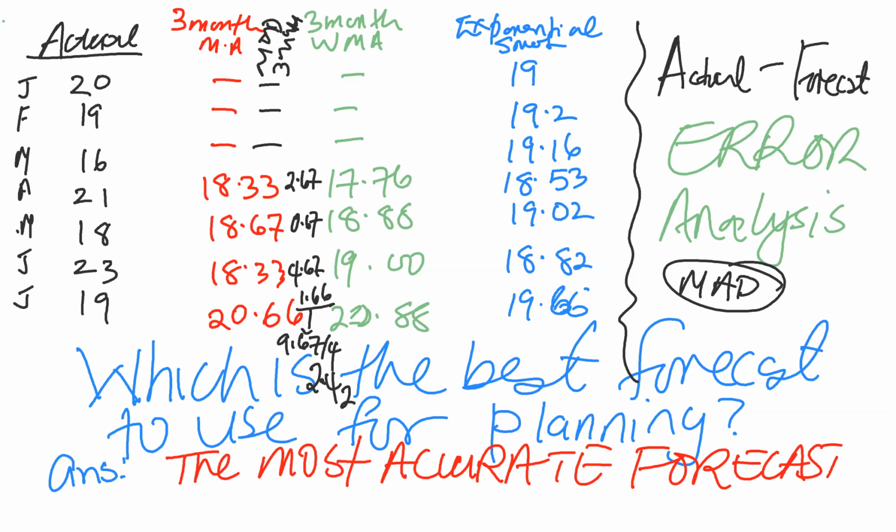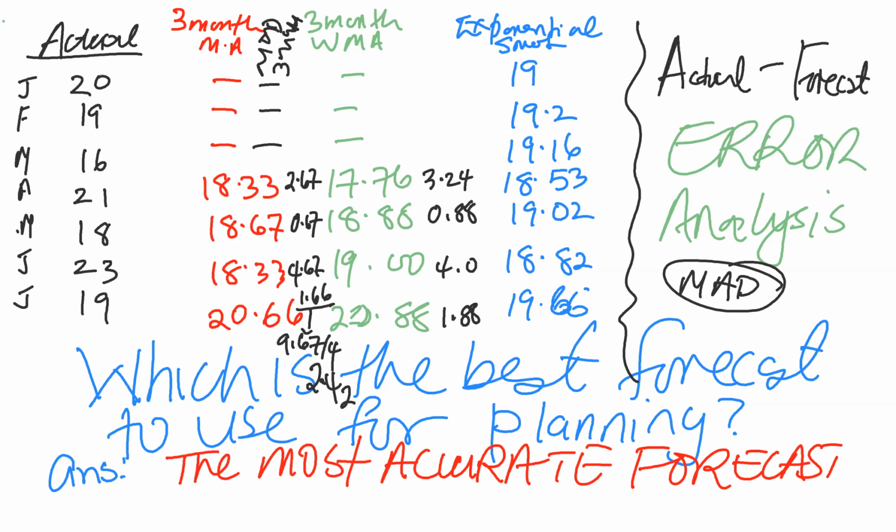And we do a similar move for the 3-month weighted. For the 3-month weighted, it's 21 minus 17.76. That's 3.24. Then it's 18 minus 18.88. And that's negative 0.88, but we ignore the negative because we're taking the absolute value and we just write 0.88. And then for June, it's 23 minus 19. That is a solid 4. And then for the last one, July, it's 19 minus 20.88. That's negative 1.88, but we're using the absolute figure, so we write 1.88.